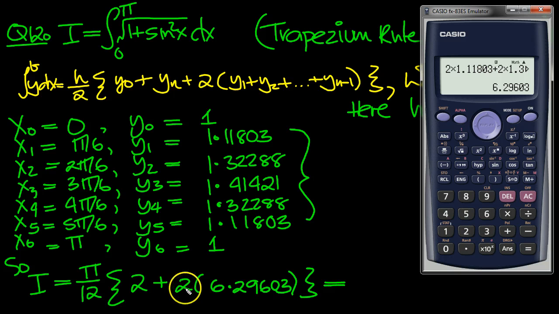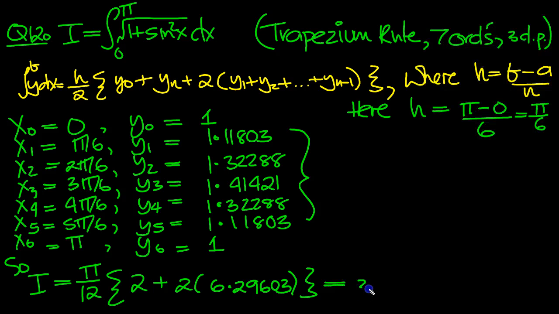So let's times that number which is in the calculator by 2, and we work out this number, then add 2. We've got this whole number in the bracket, times by pi divided by 12. The answer is 3.820, isn't it, to 3dp? 3.820, and that was to 3 decimal places.